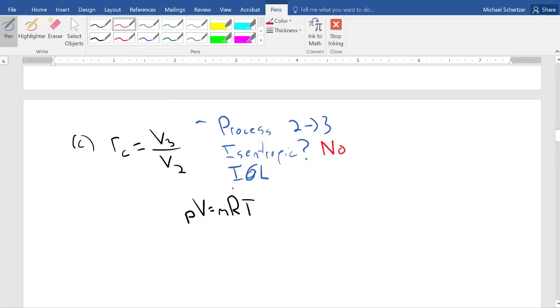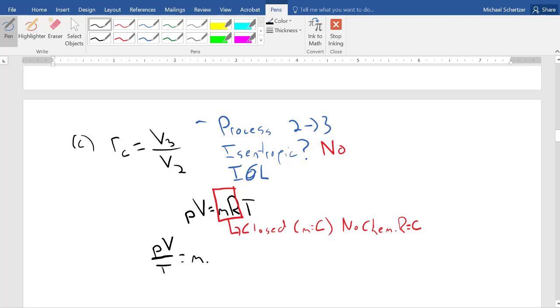Now the cool thing is that for this cycle, for all of these processes, because we're assuming that it's closed, that means that the mass is constant, but we're also going to assume that there's no chemical reaction, and that means that R is also constant. So now our ideal gas law, we can look at this and say that P V over T is equal to mR.